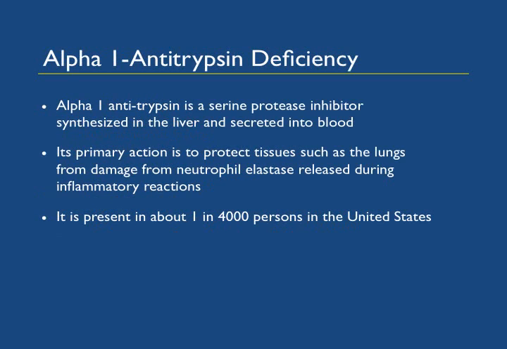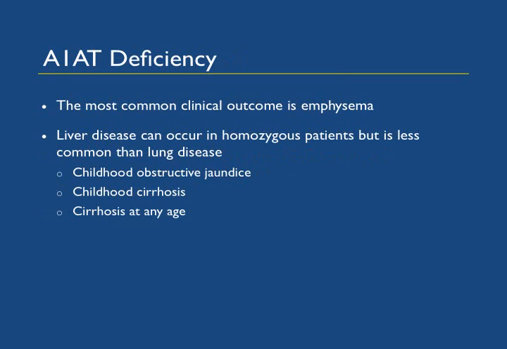The final hereditary liver disease I'm going to talk about today is alpha-1 antitrypsin deficiency. This protein is a serine protease inhibitor. It's synthesized in the liver and secreted into blood. Its primary action is to protect tissues such as the lungs from damage from neutrophil elastase released during inflammatory reactions. It's present in about 1 in 4,000 persons in the United States. The most common clinical outcome is development of emphysema, as the lung tissue is damaged progressively throughout life.